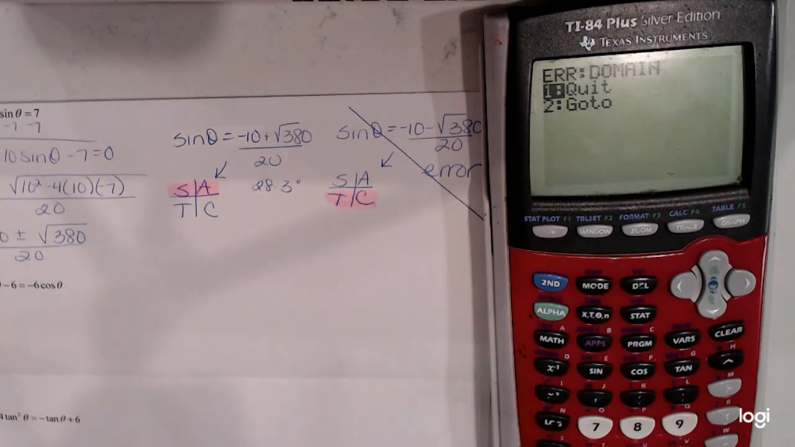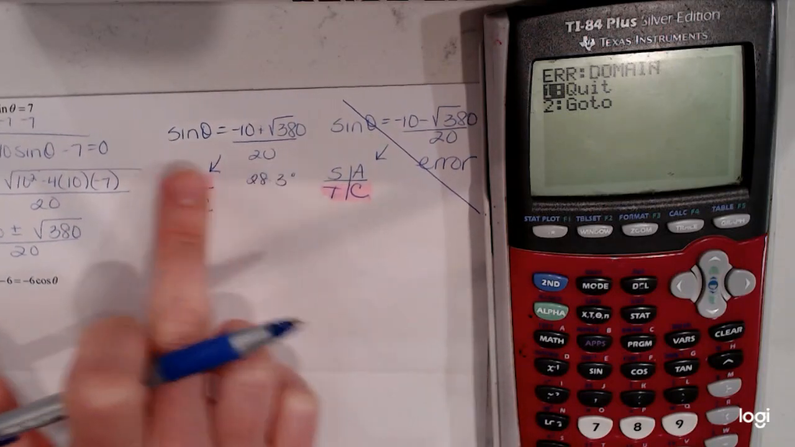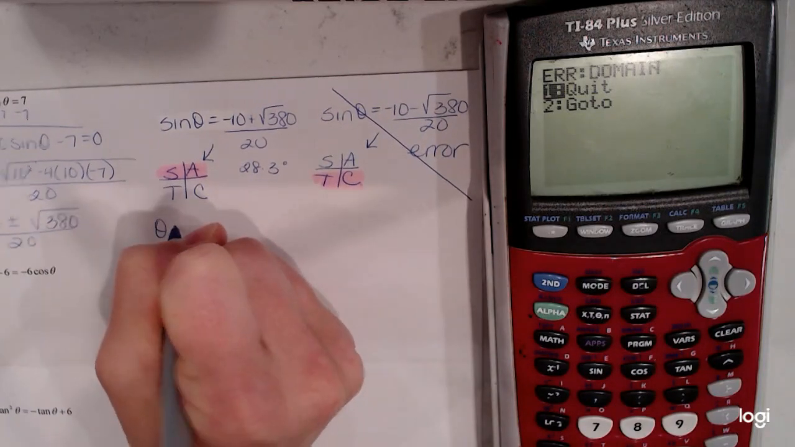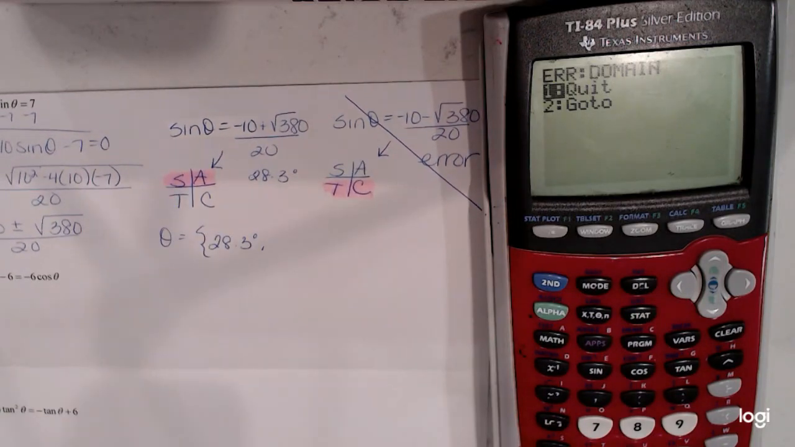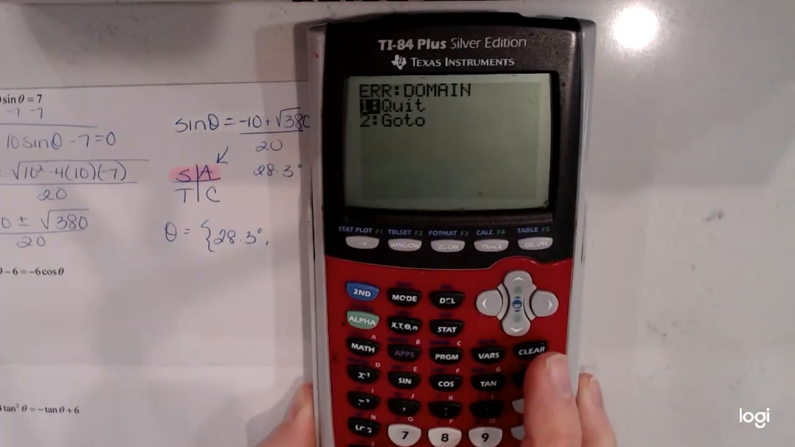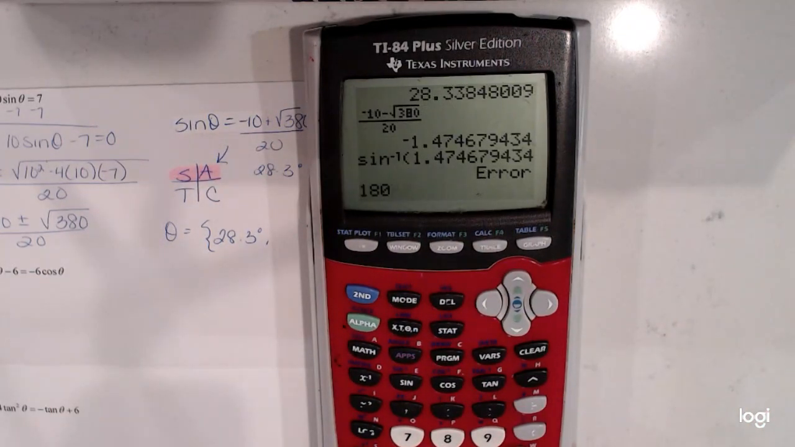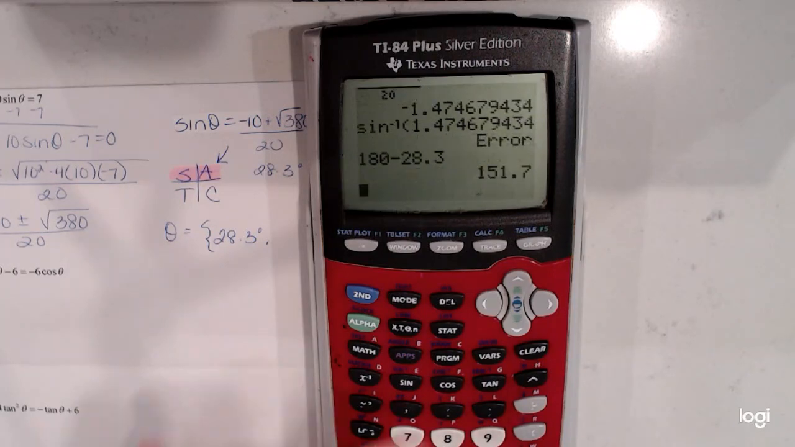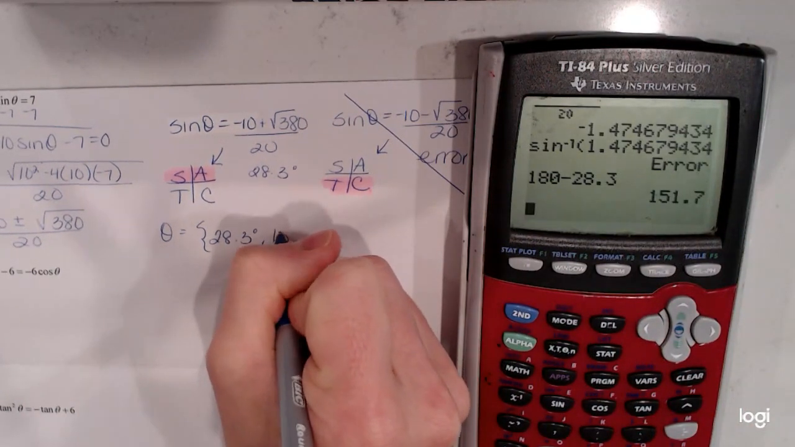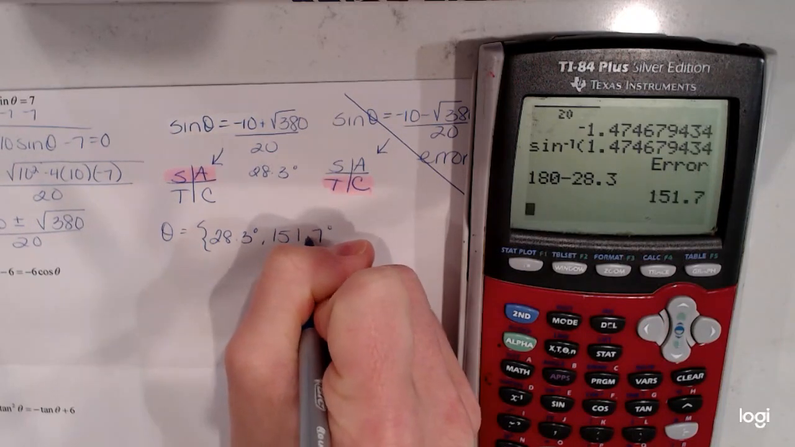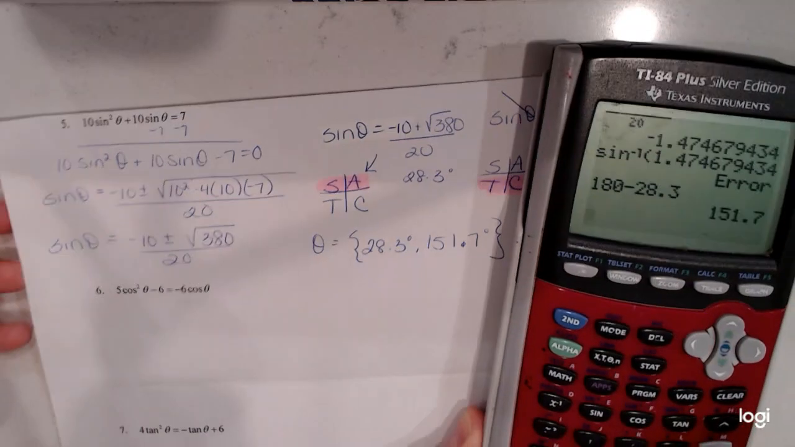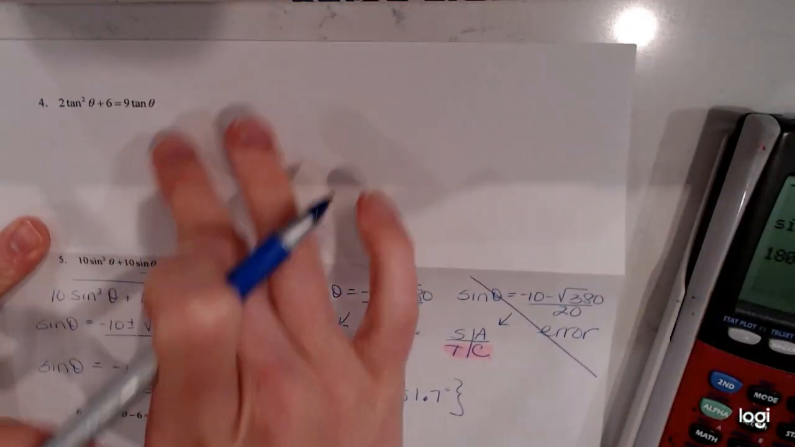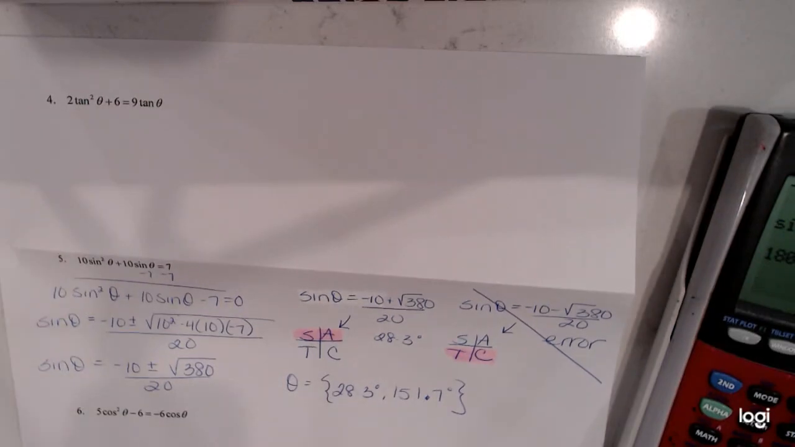So as opposed to the other questions where we actually got 4 answers, since we're eliminating this, we're only going to get 2 answers. And that's going to be 28.3 degrees in quadrant 1. And for quadrant 2, it's 180 minus 28.3. And that gives us 151.7 degrees. Okay, so you are now asked to work on questions 4, 6, and 7, following the steps that we just learned in the video today.